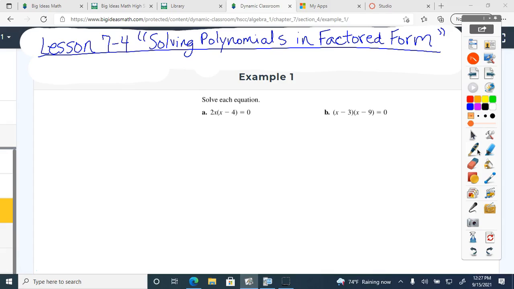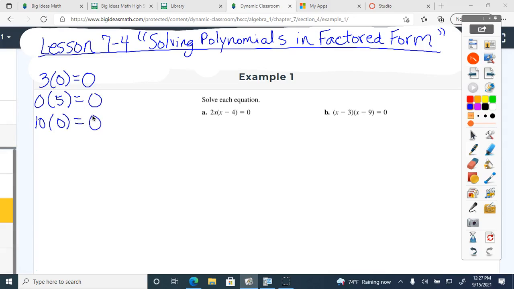Today we're solving polynomial equations in factored form. So before we do example one, let's think about some things here. What is 3 times 0? 0. What is 0 times 5? 0. What is 10 times 0? 0.